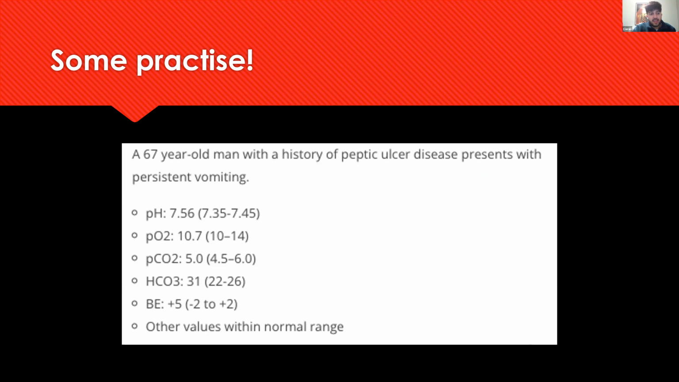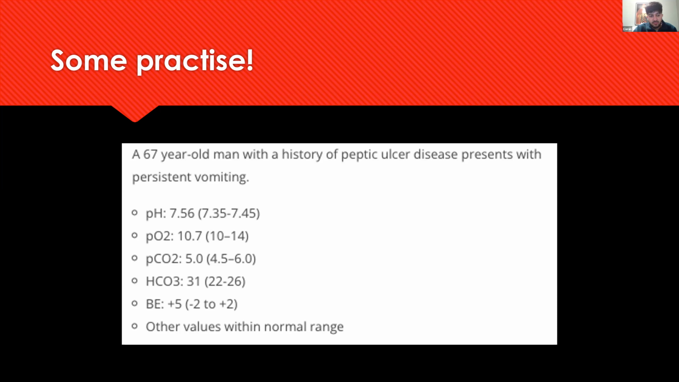And we have another case here where we have a 67-year-old man with a history of peptic ulcer disease, who presents with persistent vomiting. So first of all, we want to look at the pH. They have a pH of 7.56. Next of all, if this was a respiratory alkalosis, we'd expect the partial pressure of carbon dioxide to decrease.